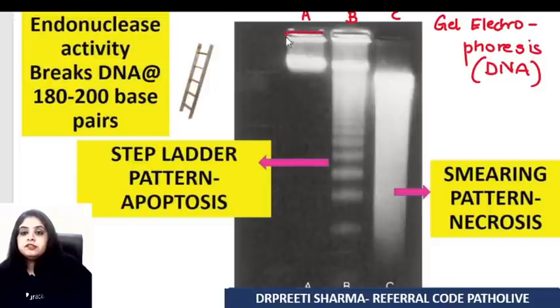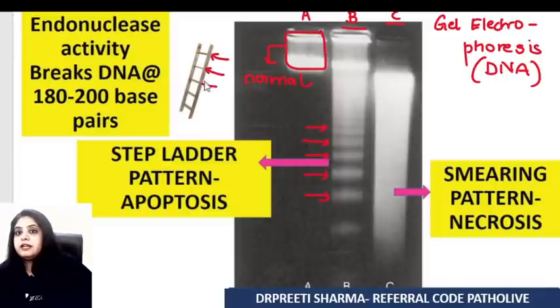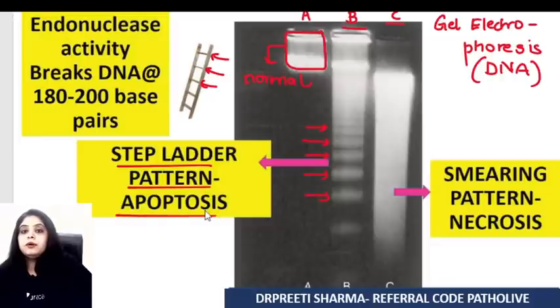The DNA of person A is totally normal because there is no DNA that is breaking. All the DNA is nice and compact. But the DNA of person B and C, if you see, it's breaking and moving till the end. Here also moving till the end. But there's a difference. Over here, it's breaking in steps. So I call this the step ladder pattern. And usually the step ladder pattern is seen in apoptosis.